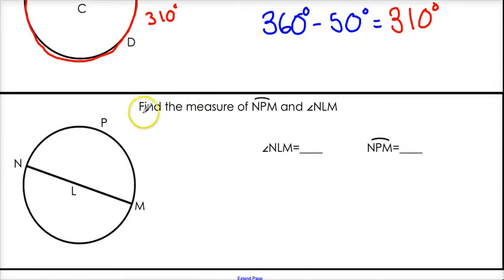Now for the second part, we're going to find the measure of arc NPM, which is right over here, and then the angle NLM, this very flat looking angle. So let's start with finding the measure of this line.